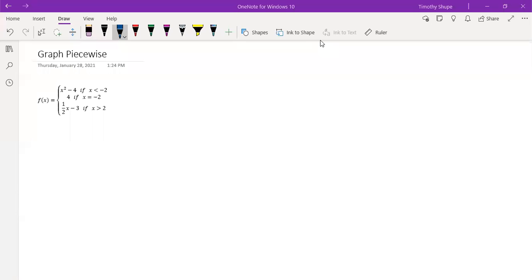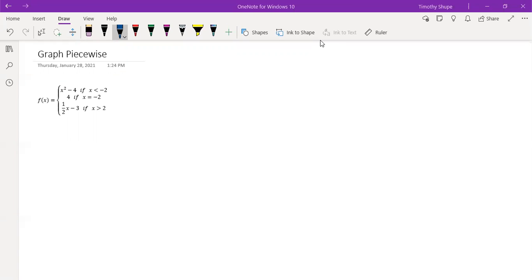In this example, we will learn how to graph a piecewise function. So if we look at this function, we have three different pieces. The first piece, x squared minus 4, only happens when x is less than -2. The second piece is the constant function 4, and it only happens when x is equal to -2. And the third piece of the function is 1/2 x minus 3, and that piece happens when x is larger than 2.